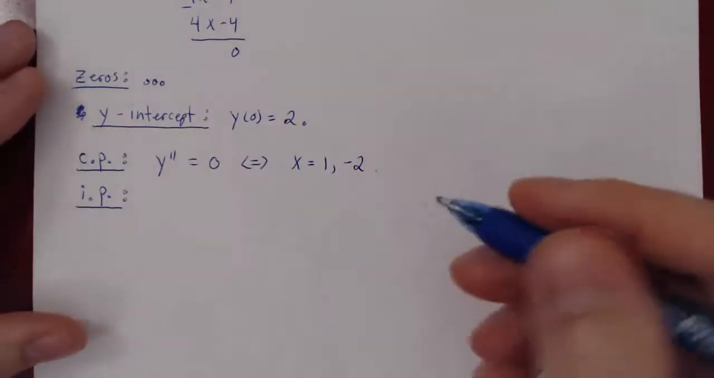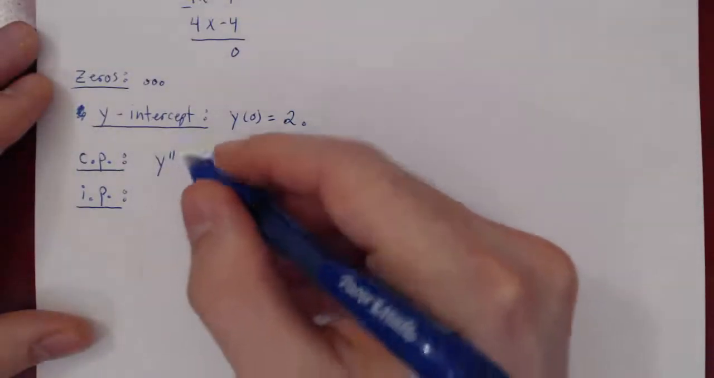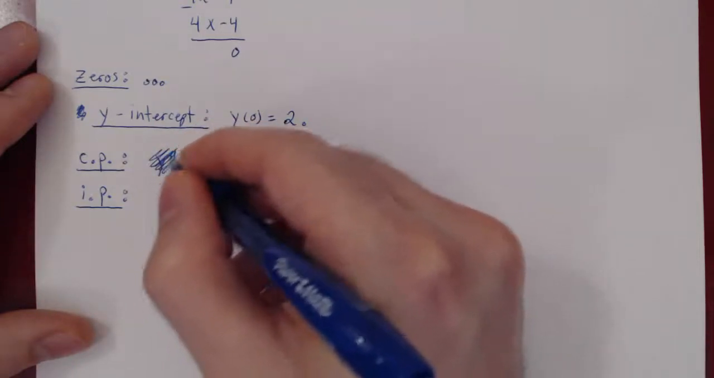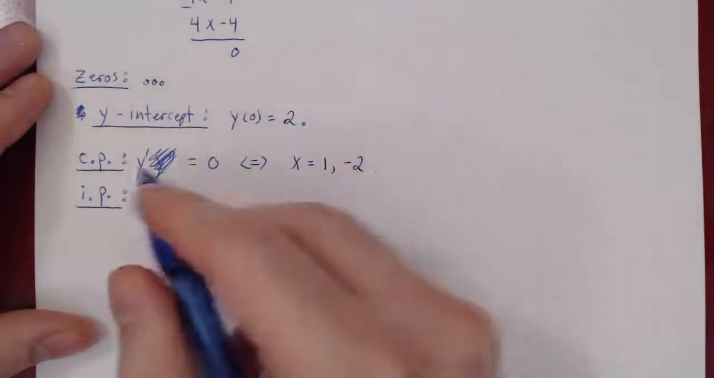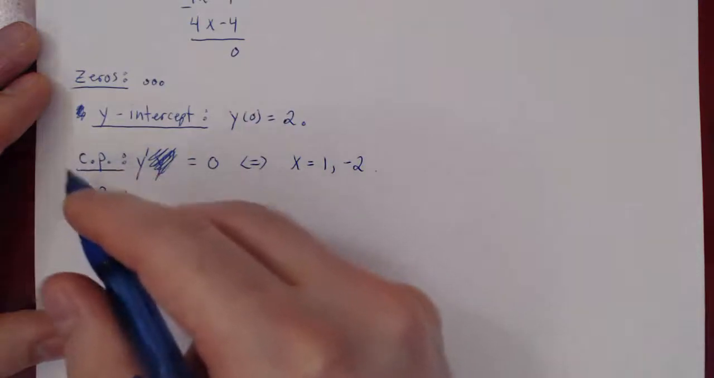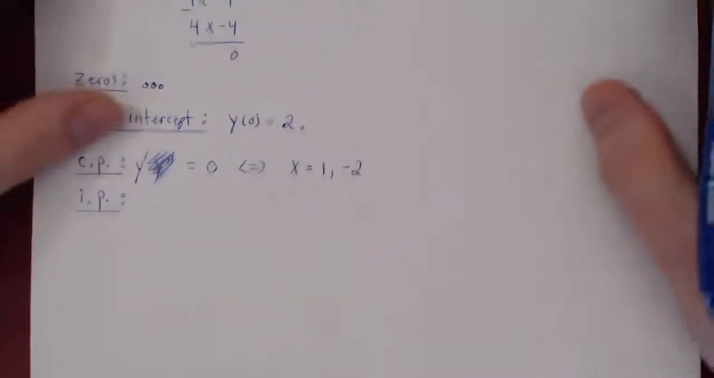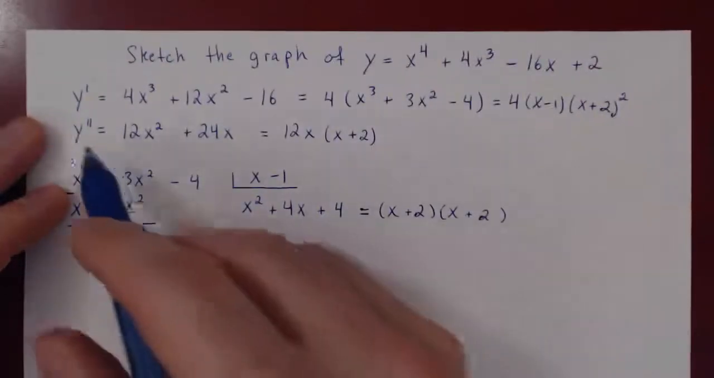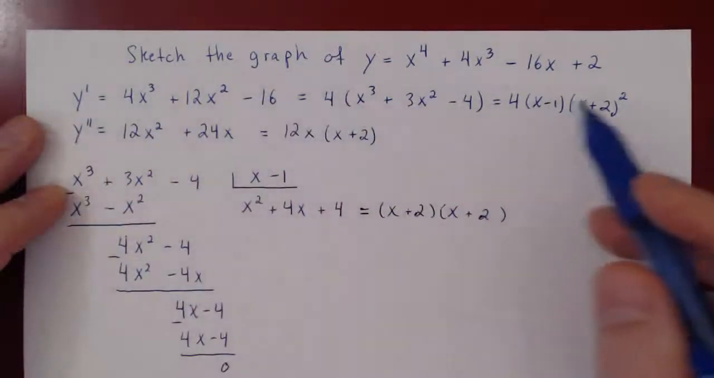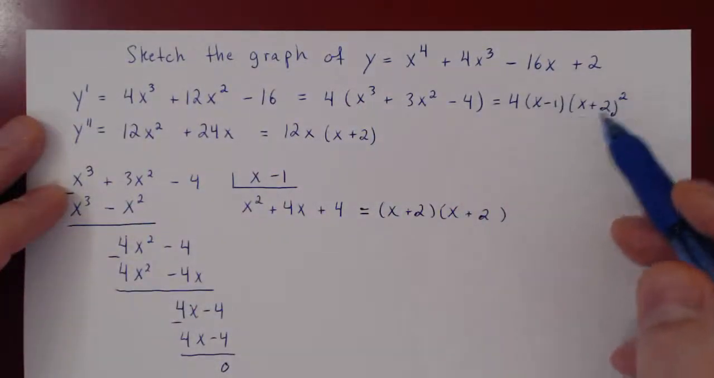Well, again, oh, my bad, this is not y double prime. This is y prime, right? We're looking for critical points. Critical points are zeros of the first derivative. And this is what we looked at. The first derivative is 0 if x equals 1 or x equals negative 2.